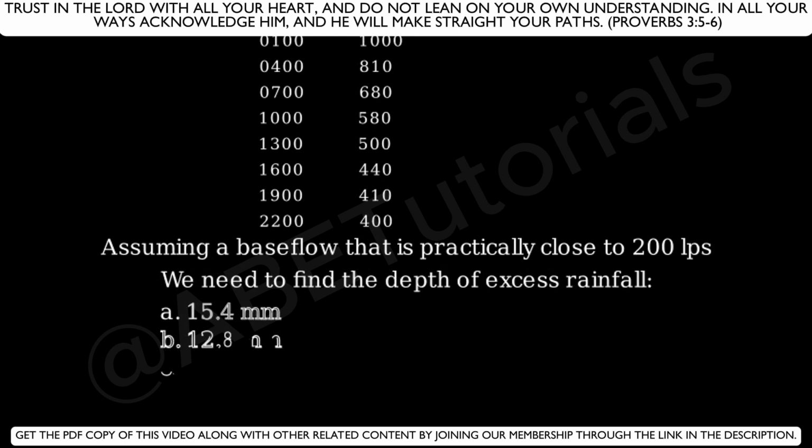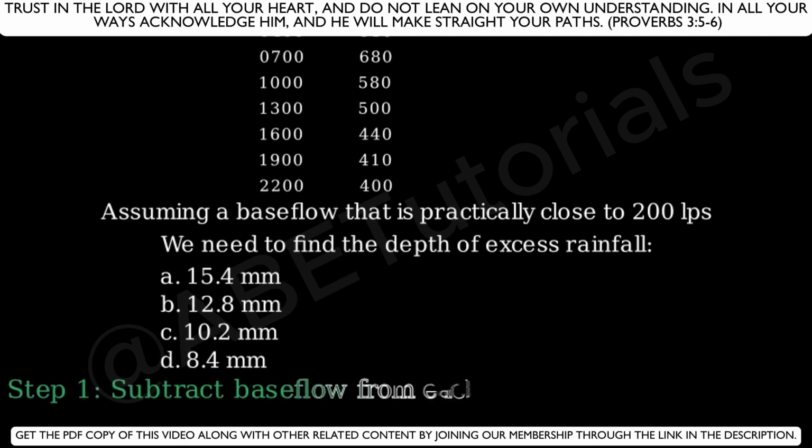We need to find the depth of excess rainfall, and we're given 4 options. A, 15.4 millimeters, B, 12.8 millimeters, C, 10.2 millimeters, D, 8.4 millimeters. Let's solve this step by step.